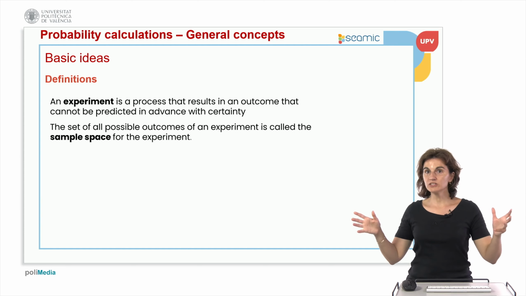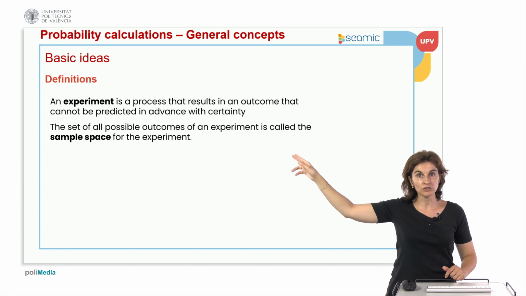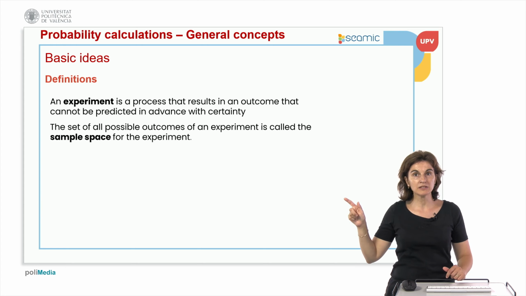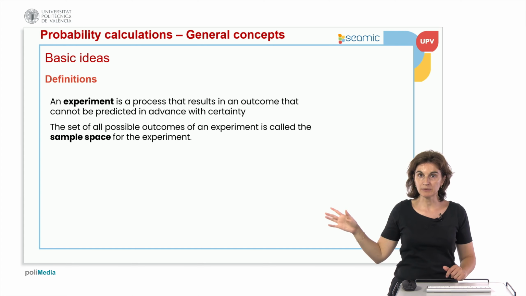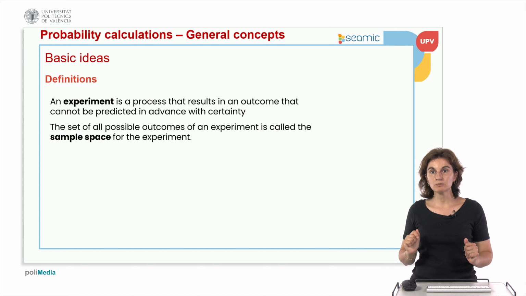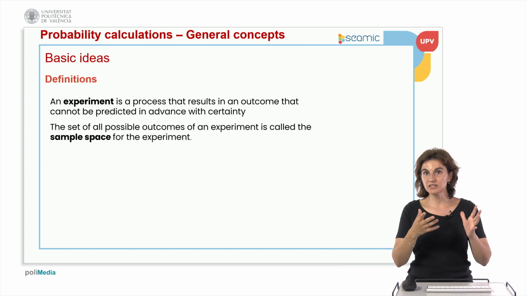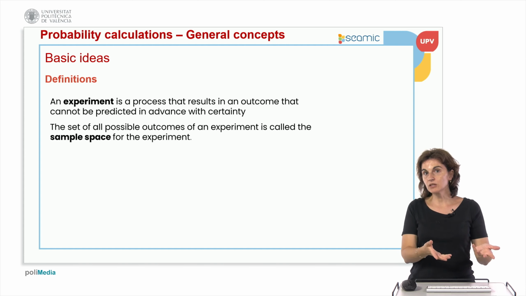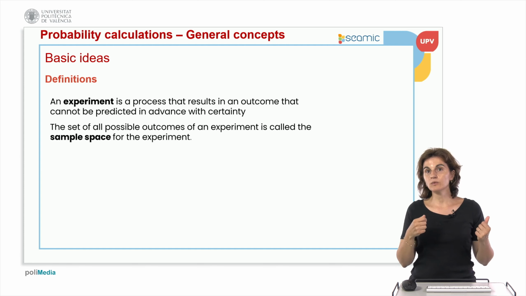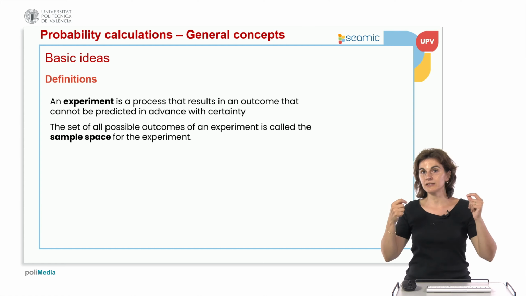The set of all these options is known as the sample space, as you can see here in the second definition of the slide. The set of all possible outcomes of an experiment is called the sample space of this experiment. So if we can imagine throwing a dice, for instance, the sample space would be the set of numbers from 1 to 6, because this is the set of feasible values that we can expect to obtain as a result of this dice. And then we would be talking about the probability of obtaining 6 or obtaining 2 and so on.